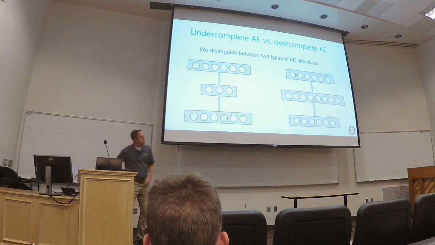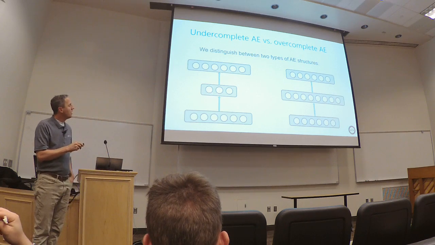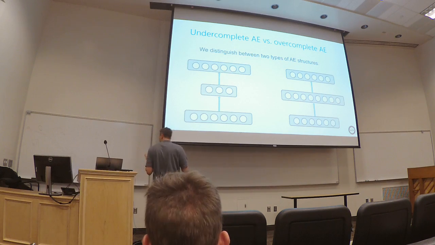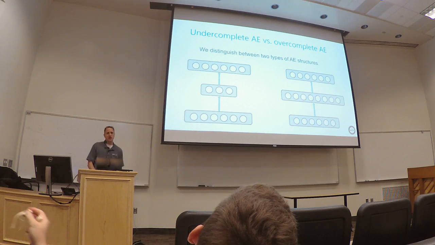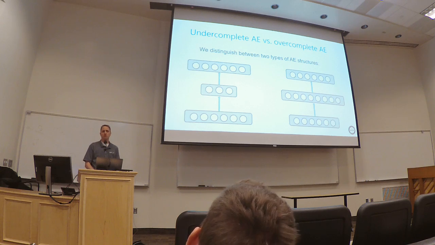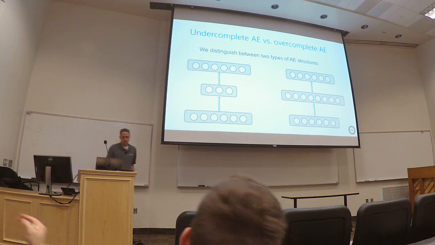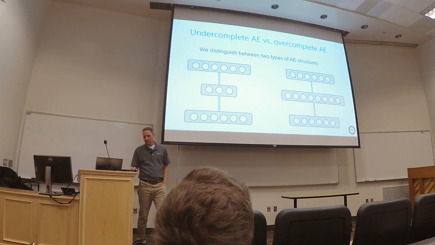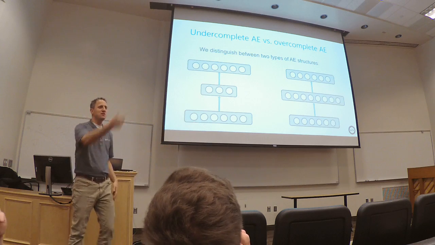Okay. Two types of autoencoder structures. There's ones where the middle z vector is smaller, we'll call that undercomplete, and there's ones where the z vector is bigger, and we'll call that overcomplete. Now, what are the advantages and disadvantages of both of these architectures? Talk to me, give me some ideas.